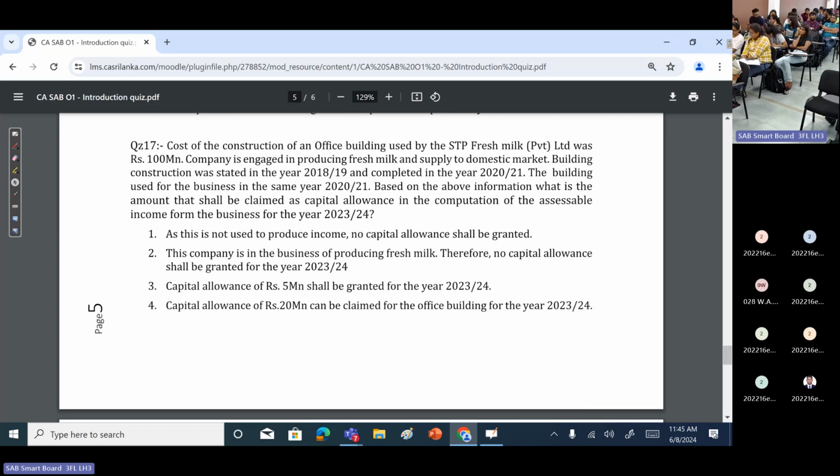For example, cost of the construction of office building used by the STP Fresh Milk Limited was 100 million. Companies engaged in producing fresh milk and supply to domestic market. Building construction was started in the year 1899, completed in the year 2021. The building used for the business in the same year 2021. Based on the above information, what is the amount that shall be claimed as capital allowance in the computation of taxable income for the business for the year 23-24? What is the amount that we can claim? Capital allowances, 20 billion.